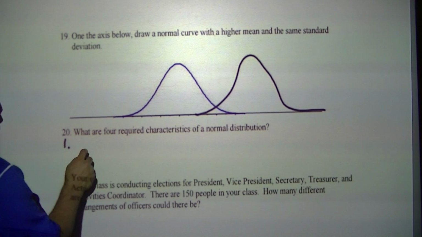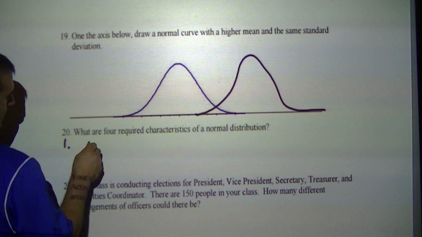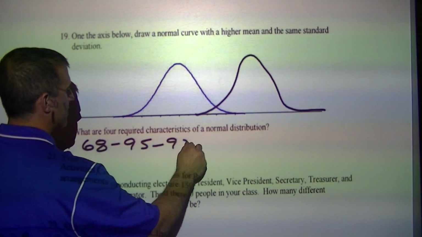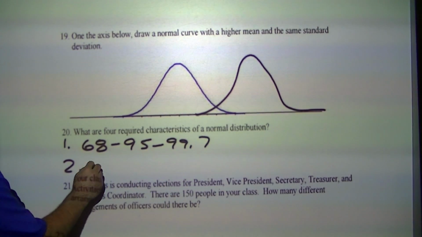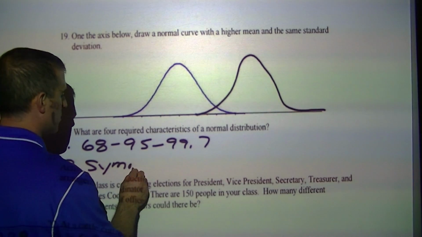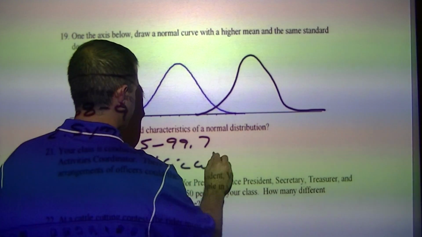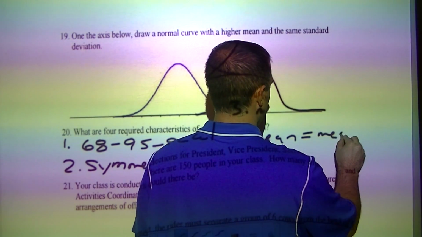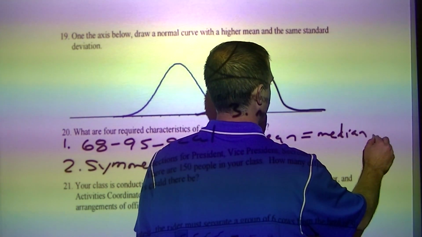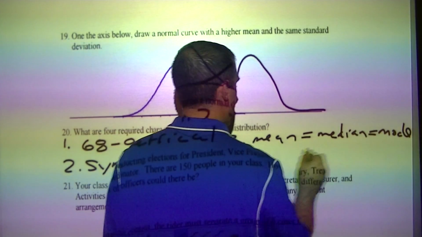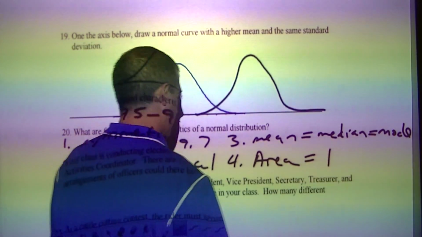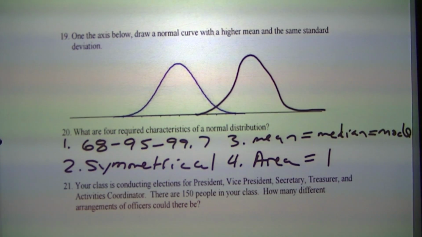All right, what are the characteristics? The 68, 90, 95, 99.7 distribution. It's symmetrical. The mean equals the median, equals the mode, and the area under the curve equals 1. Those are the 4 characteristics.